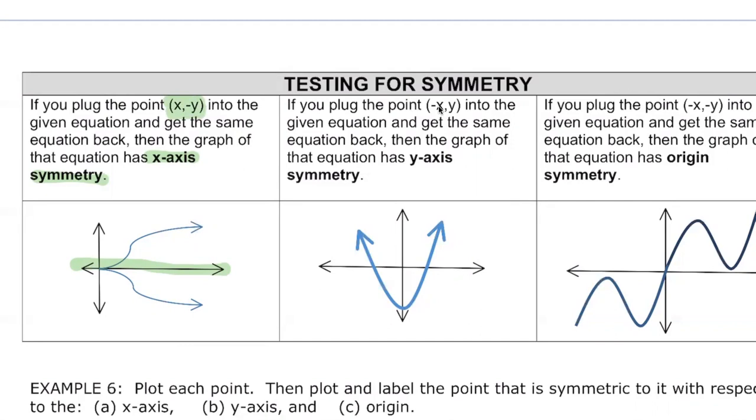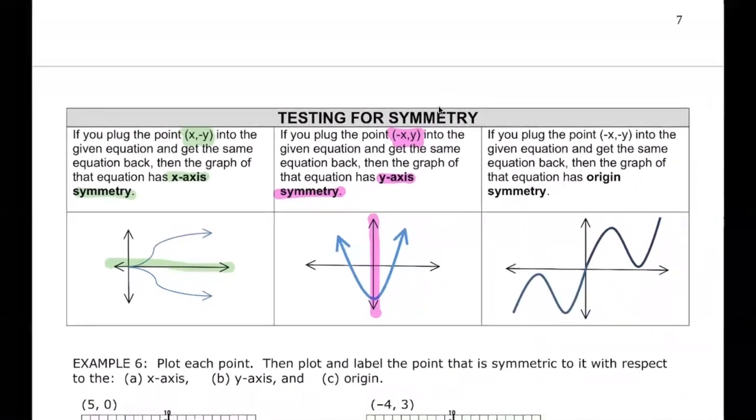You're also going to go ahead and check for y-axis symmetry. Y-axis, notice how the left side is the same as the right side. That's called y-axis symmetry by visually looking. And in this case, algebraically, we're going to plug in the point negative x comma y. And if we get the same equation back, then it's going to be symmetric.